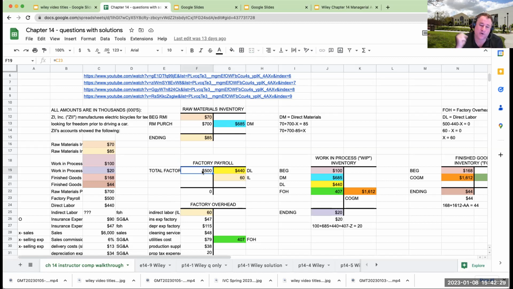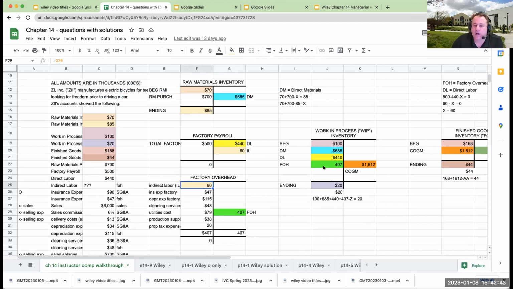DL doesn't mean dirty laundry, it is direct labor. IL does not mean on the injured list, it means indirect labor. Indirect labor is going to hop down over here, and with the word factory in it, that's what we call factory overhead.